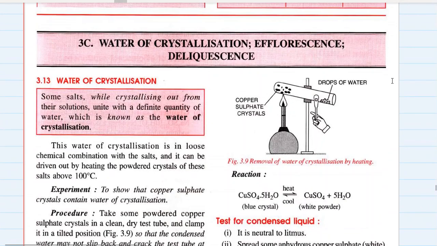So we are at the final part of chemistry chapter 3, acids, bases and salts. This part is about water of crystallization, efflorescence and deliquescence. First, let's understand what is water of crystallization.